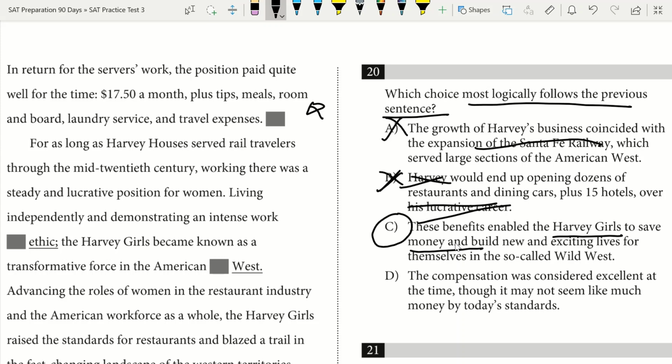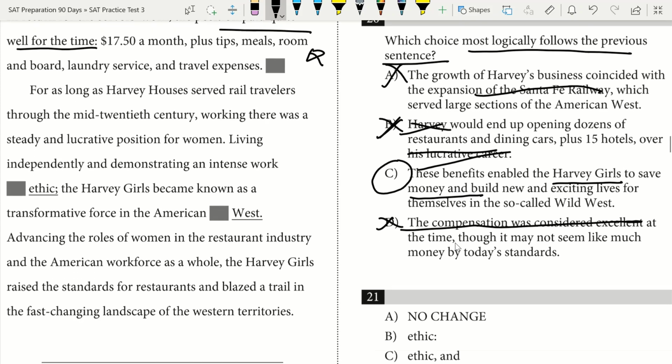D, the compensation was considered excellent. That's repetition because we already said that up here. We said it paid quite well for the time. So that would be redundant to say in answer choice D.